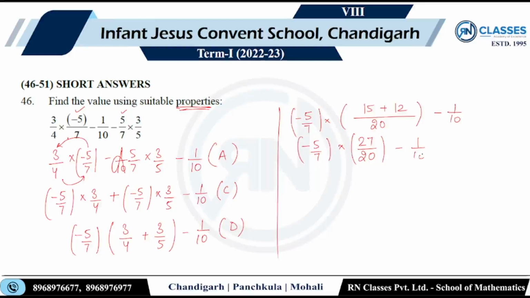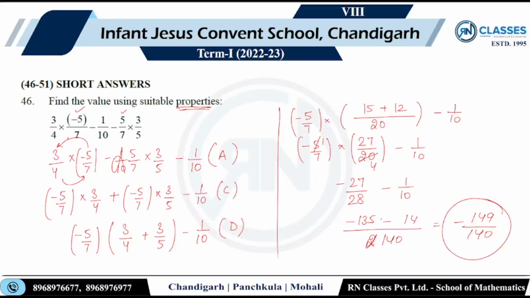minus 1 by 10. So 7 is not divisible. 5 1s are 5, 5 4s are 20, minus 27 by 20. 7 4s are 28, minus 1 by 10. LCM would be 280. No, I'll take it as 140. 28 5 times 27 5 is 135 minus 135, and that will be 14 times minus 49, and the answer would be minus 149 by 140.